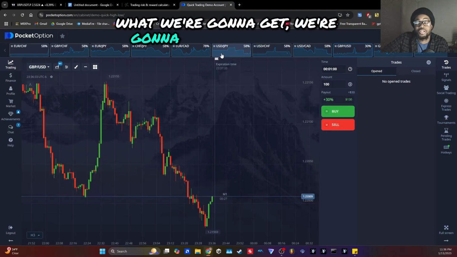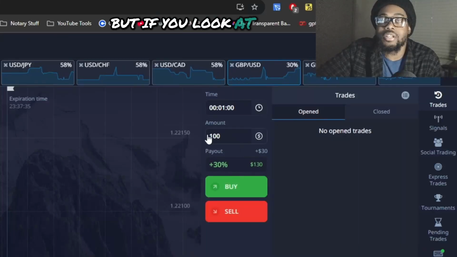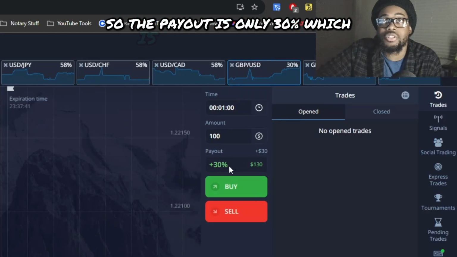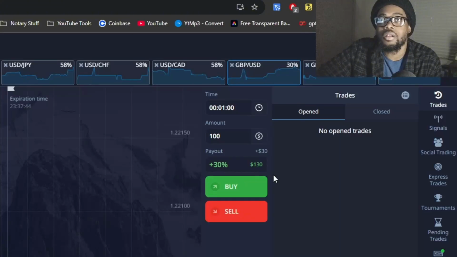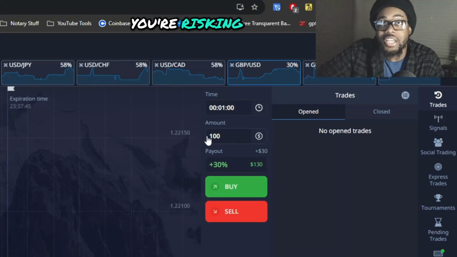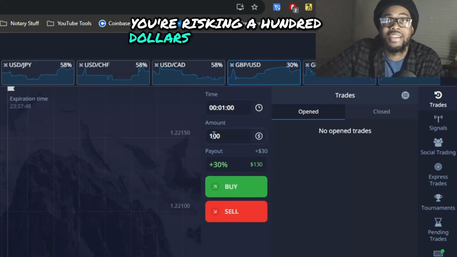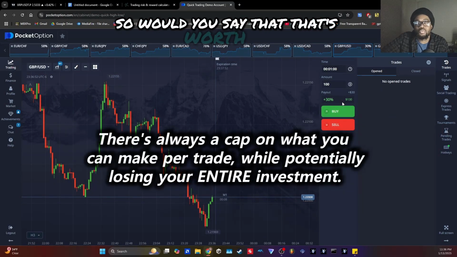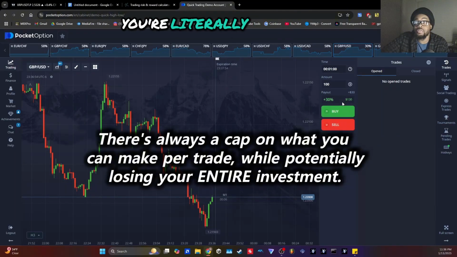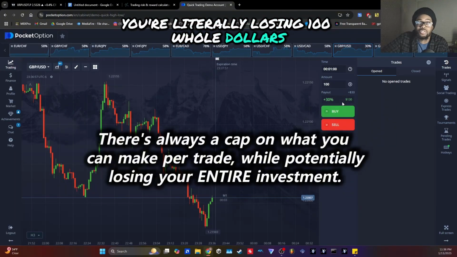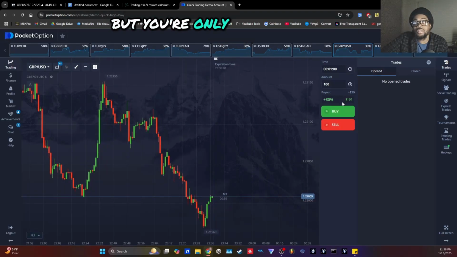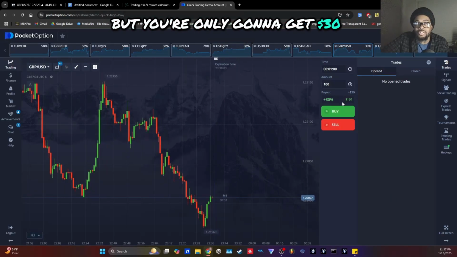We're gonna get into all of it, but if you look at this, you're putting $100, right? And then the payout is $30. So the payout is only 30%, which is absolutely horrible. So basically you're risking $100 to only make $30. So would you say that that's worth it? Because if you lose, you're literally losing 100 whole dollars. But if you win, you'll get your $100 back, but you're only gonna get $30 as a profit.